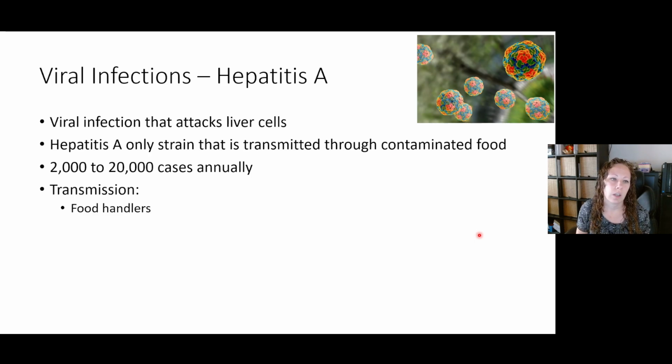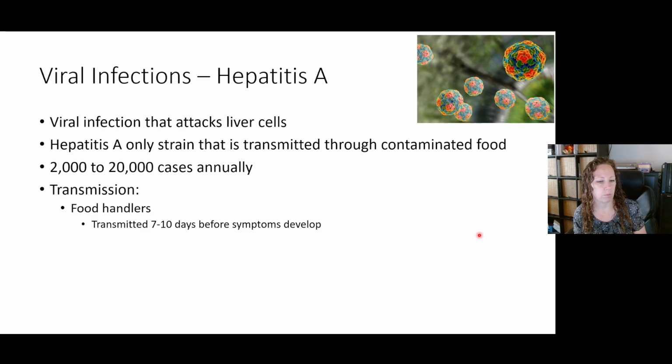So the transmission. One of the most common transmission causes is food handlers that are not practicing proper hygiene. And the problem with this is that it can be transmitted 7 to 10 days before symptoms develop. So they're not practicing proper hygiene, and no one else knows that they are sick at all. And then they're working in a restaurant. They are handling all the food, and lots of people get sick. And so with hepatitis A, you quite often hear of outbreaks that are connected to a particular restaurant.